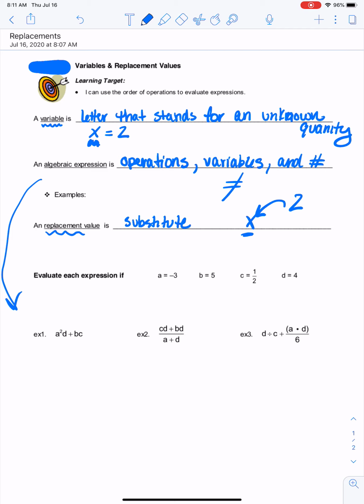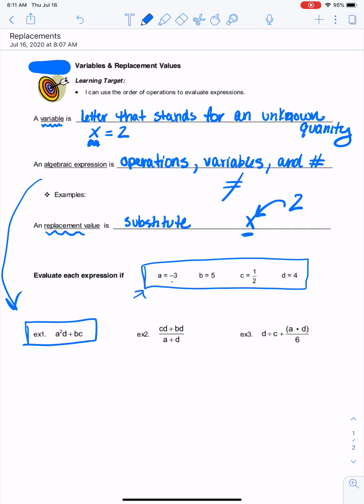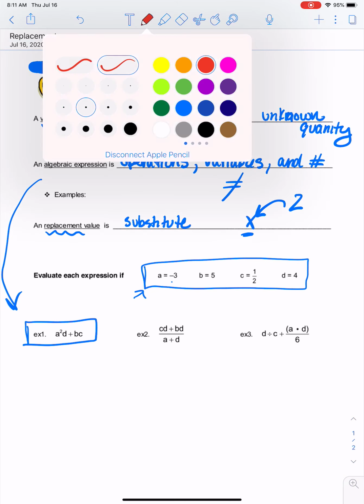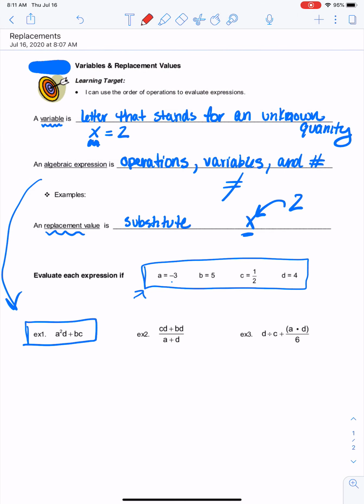So let's talk about how we use these replacement values and variables to simplify expressions. So this is kind of my code. Every time I see an A, it's going to be -3. Anytime a B, I see a 5, so on and so forth. So I have expressions down here that I need to simplify. So I'm going to take this first expression and I'm going to replace every variable with the value that I see up here. So it's really important to remember to use parentheses every time that you replace a variable.